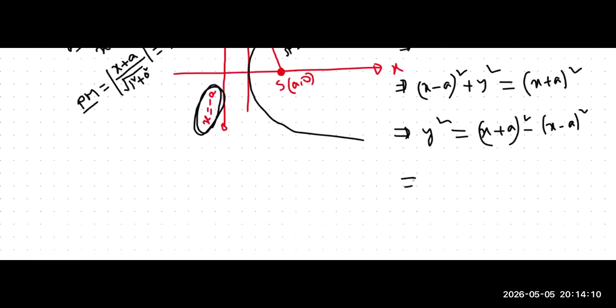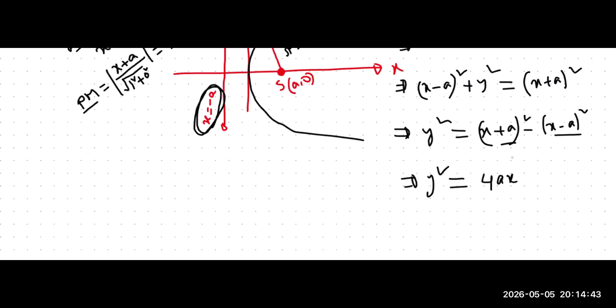So y square is equal to x plus a whole square minus x minus a whole square. The formula is 4ax. Or you can write the formula of x plus a whole square, then you will get x square plus 2ax plus a square, and the formula of x minus a whole square, that is x square minus 2ax plus a square. Then square terms will be cancelled out and you will get 2ax from this one and 2ax from this one. Ultimately, this is 4ax. Or you can use the standard formula of 4ab.